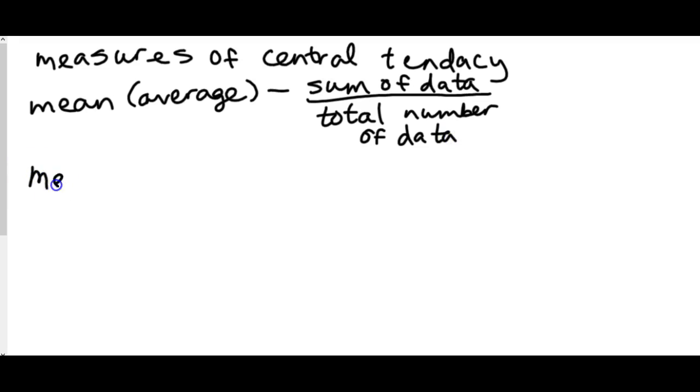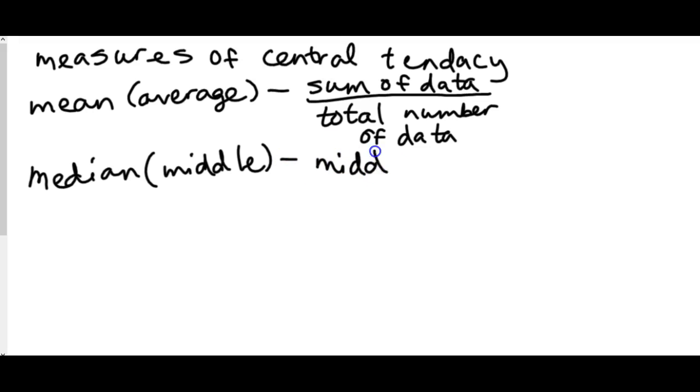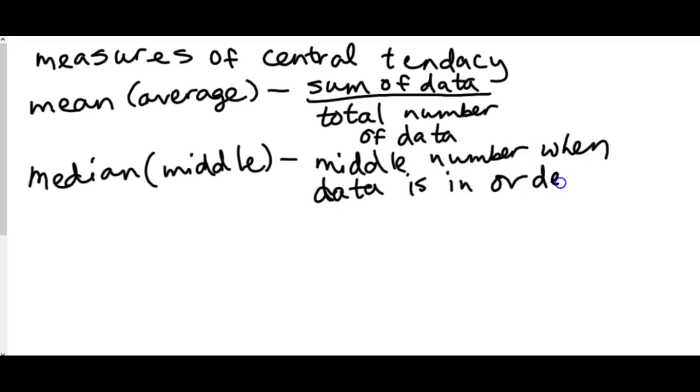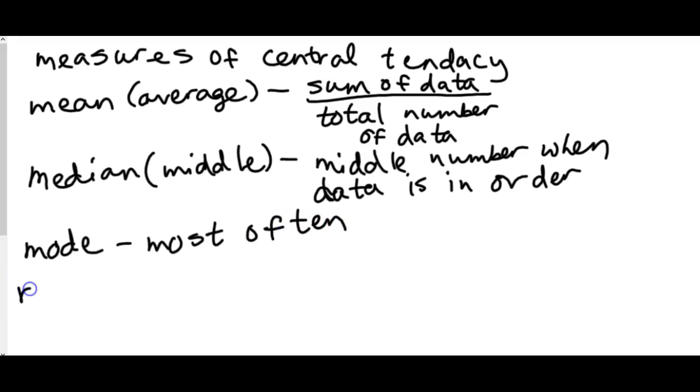Then we have the median. That's basically the word for middle. And that's the middle number when they're in order. So it only works if the data is in order. Mode occurs most often. And the range is the highest number minus the lowest.